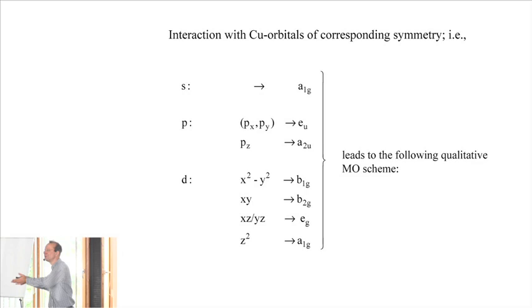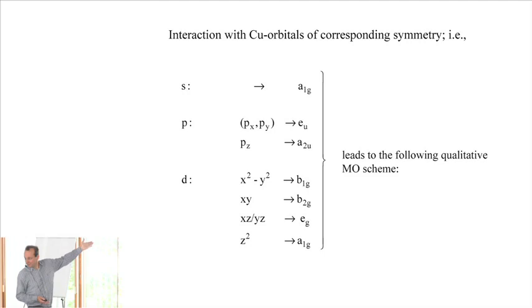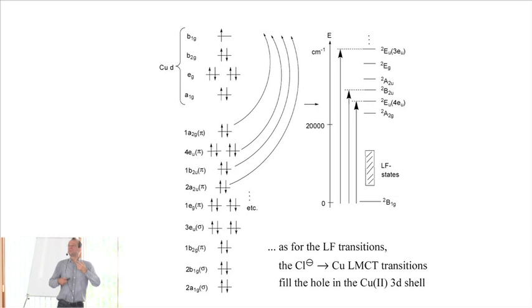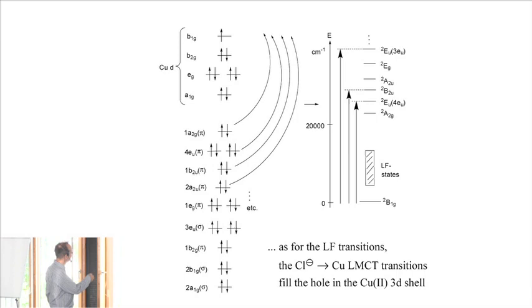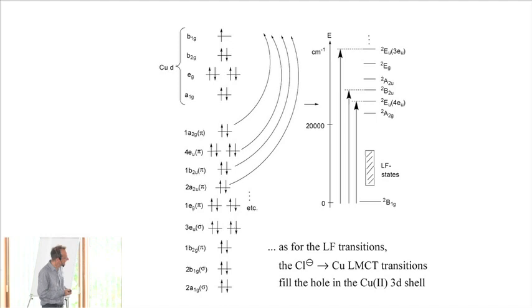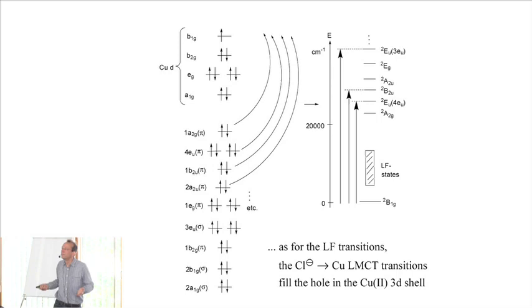So we have to define how our copper orbitals transform. The s transforms as A1g, the p transforms as Eu and A2u, and the d orbitals transform as B1g, B2g, Eg, and A1g. And if you do an MO calculation, we arrive at this energy level scheme here. Here we have our copper d orbitals, and here we have all the chloride orbitals, which are basically the bonding combinations of the ligand orbitals with the copper d orbitals, and these are the antibonding combinations of the copper d orbitals with the ligand orbitals.